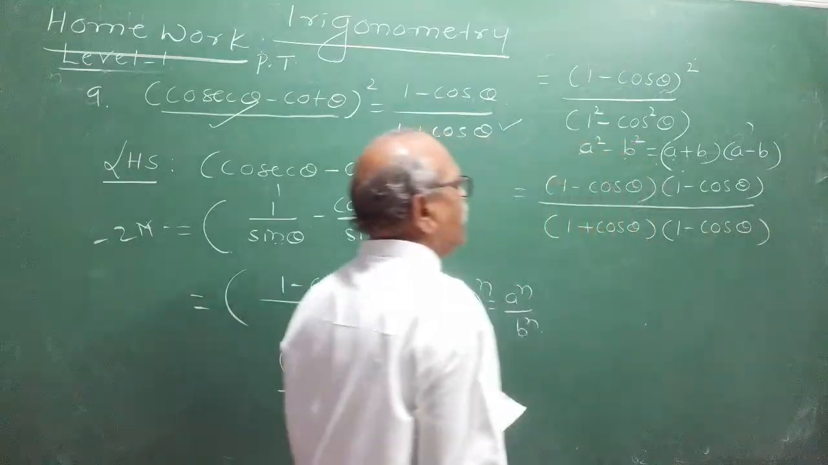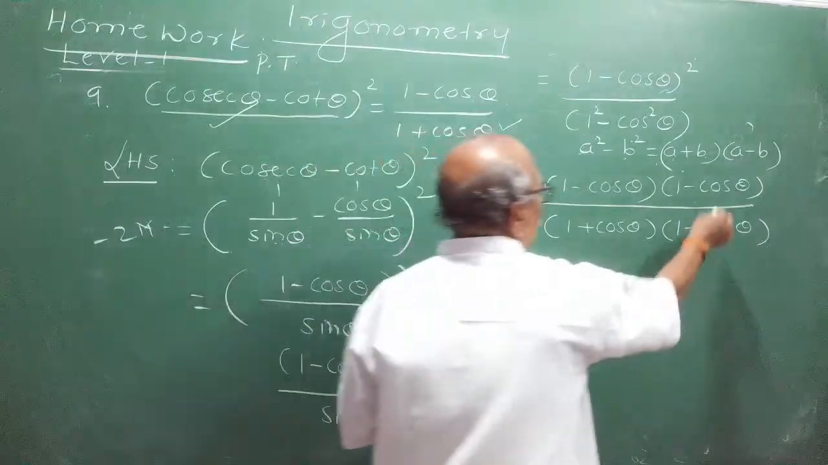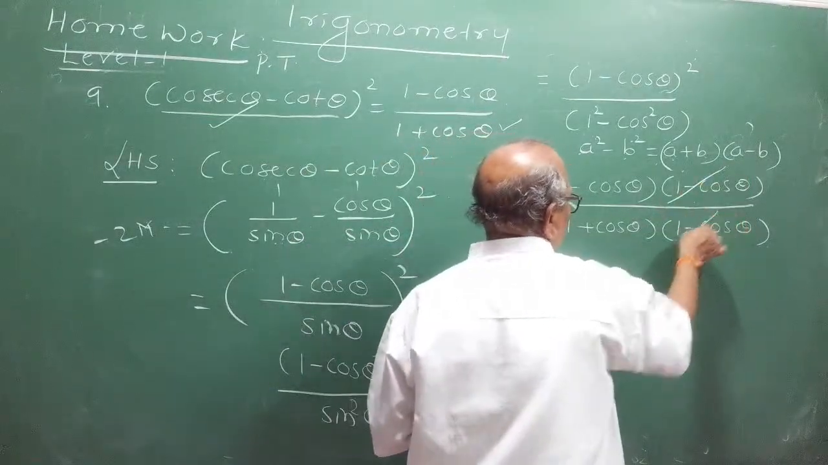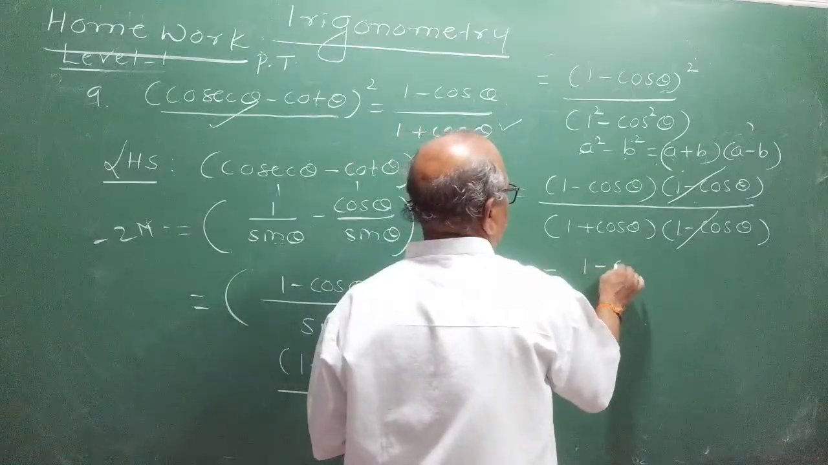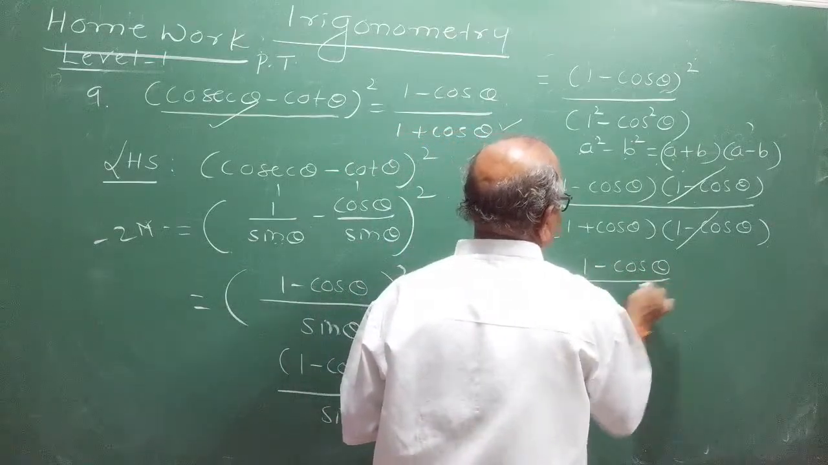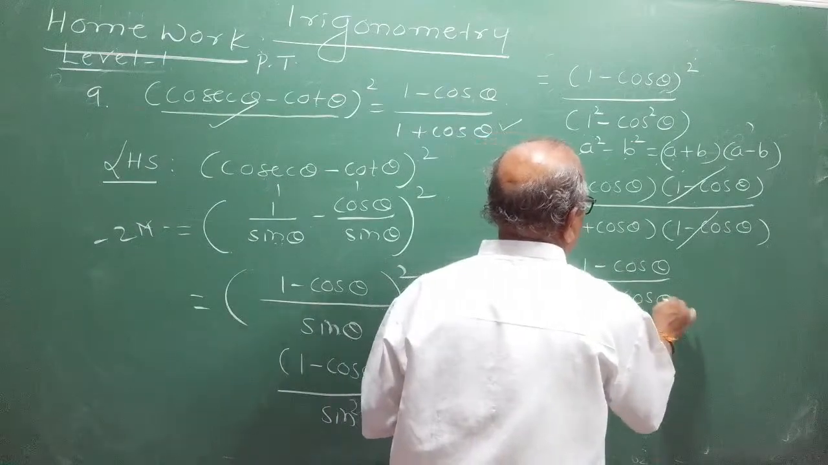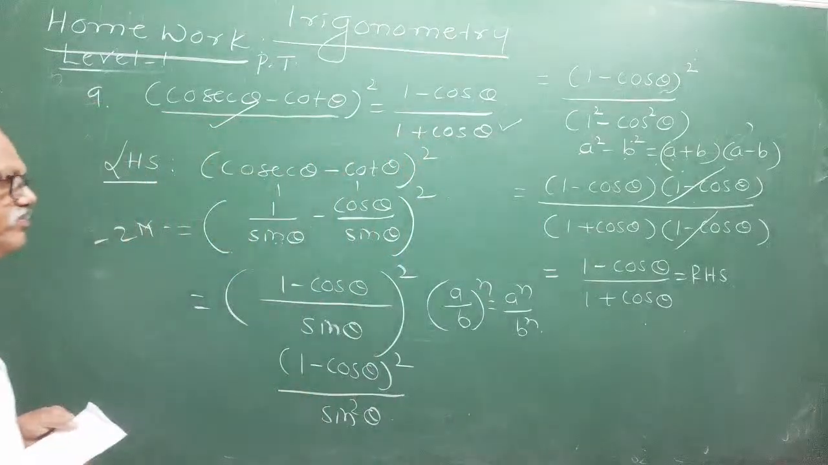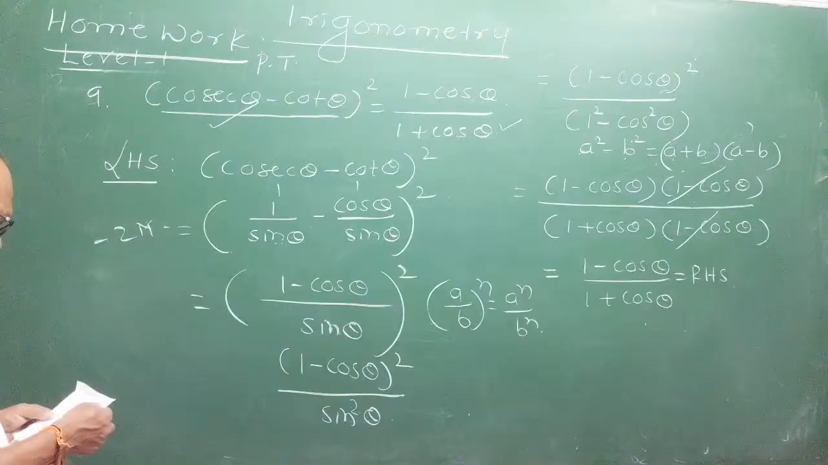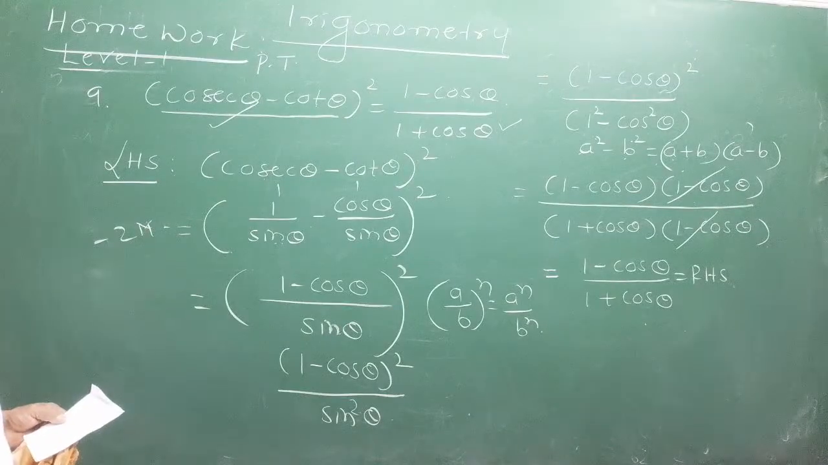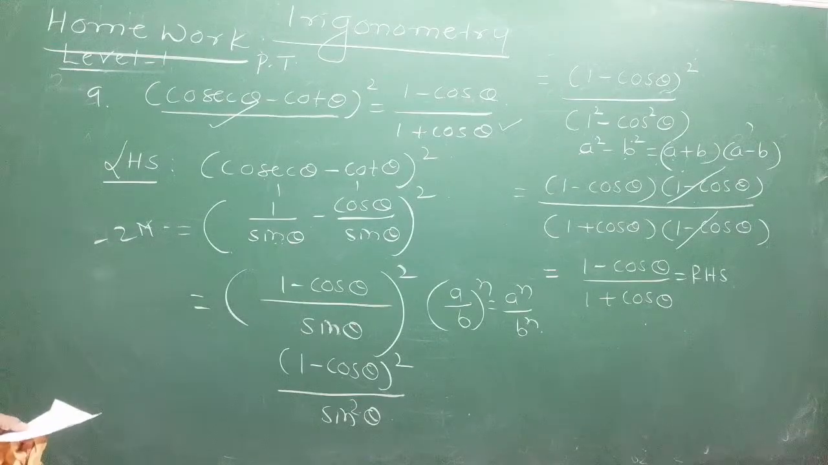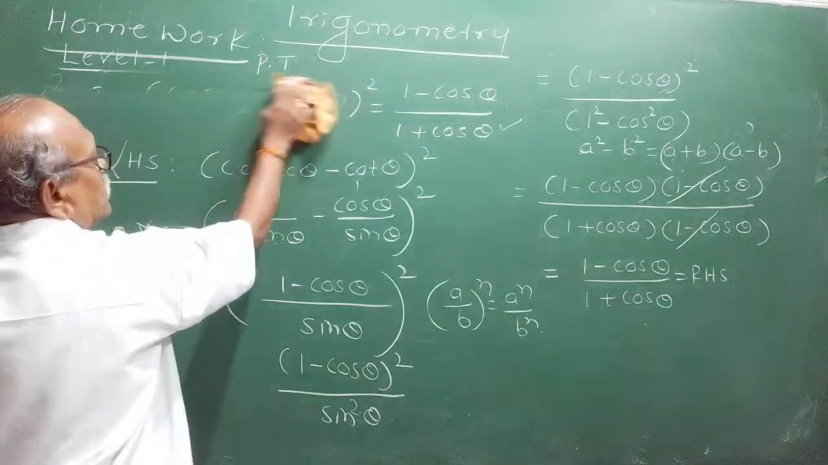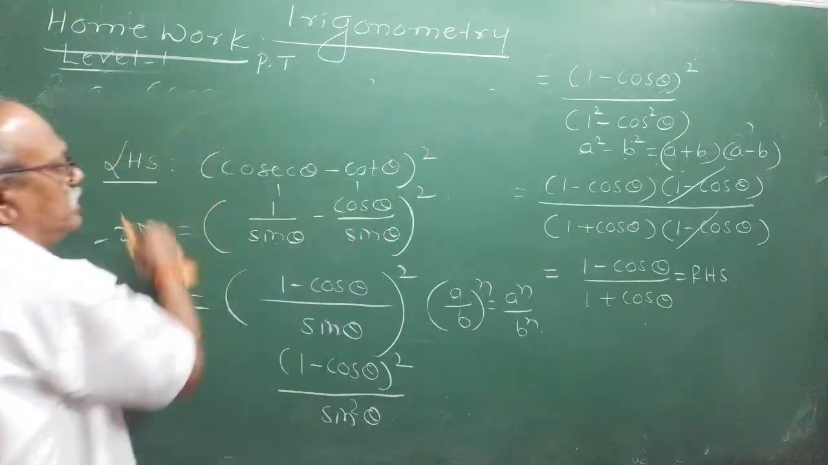Now you can clearly see which one will get cancelled. Numerator also 1 minus cos theta, denominator also 1 minus cos theta. Now you are left with the RHS: 1 minus cos theta upon 1 plus cos theta, which is equal to the right hand side of the equation. Check. All of you understood? Note it down. And the next problem for homework I gave was, is the point clear to you?